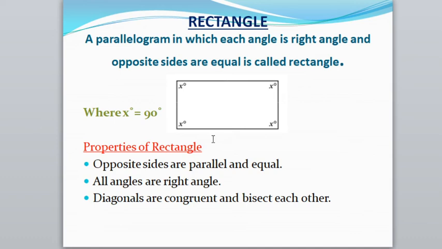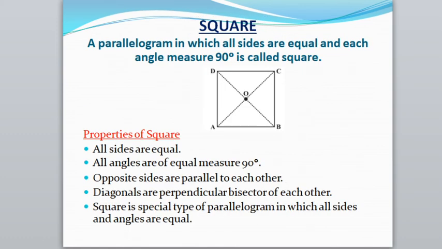Now the properties of rectangle. What are the properties? Opposite sides are parallel and equal. In a rectangle opposite sides are parallel and equal. All angles are right angle. In a rectangle all angles are right angle. Diagonals are congruent and bisect each other. In a rectangle we can draw two diagonals, one from here to here and another is this one, and the diagonals bisect each other and they are congruent, and congruent means equal.